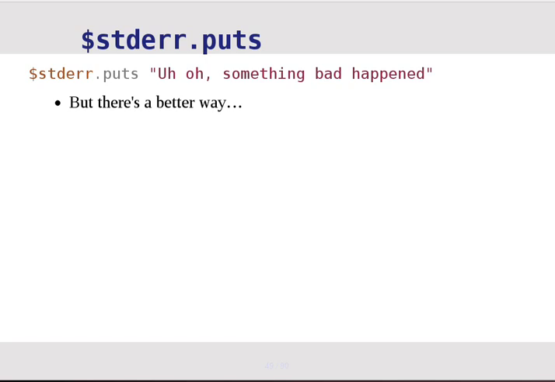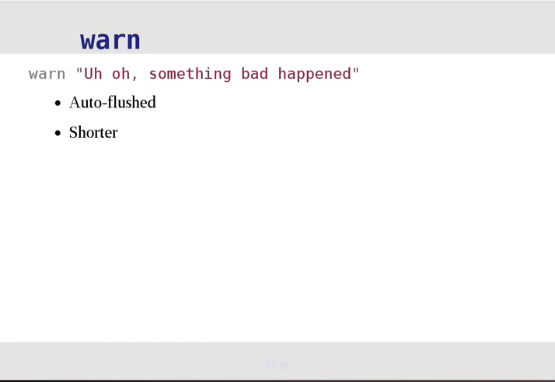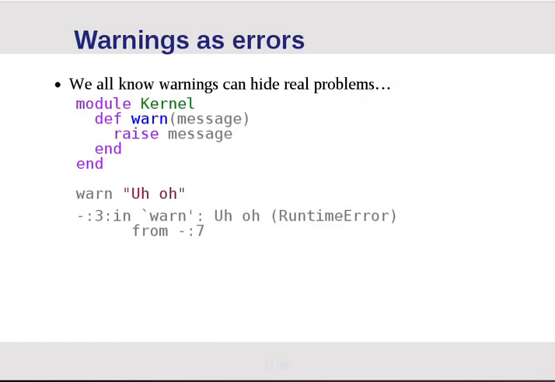But if we're going to put something to the standard error stream, we might as well call warn. Warn, like standard error.puts, puts the message to the error stream, and it's a bit shorter. But there is a bigger advantage to using warn. We all know that if we let spurious warnings grow unchecked in our program, it can hide real problems.